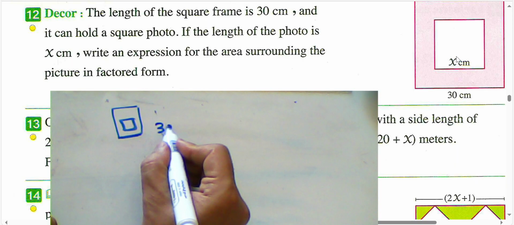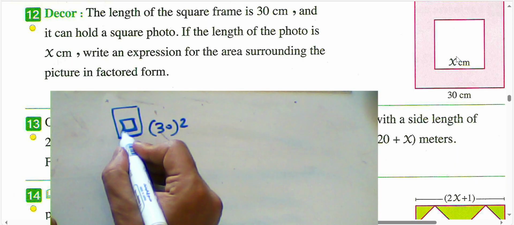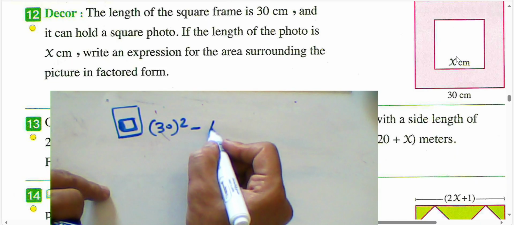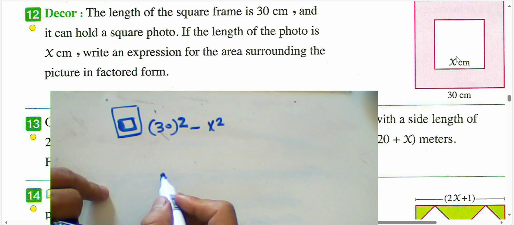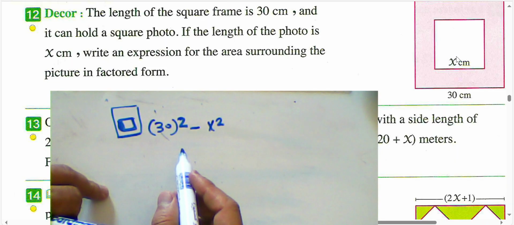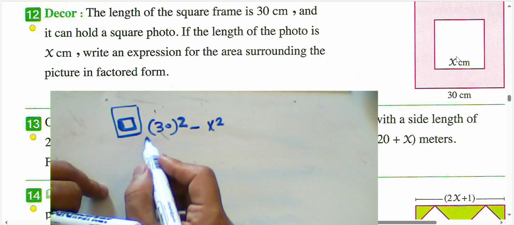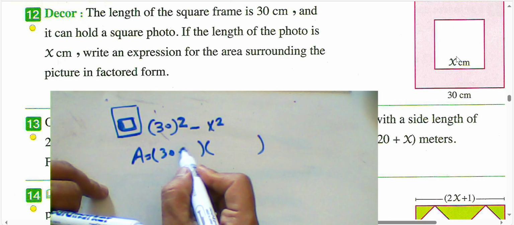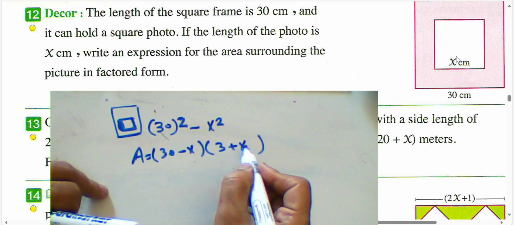Outside square is 30 power 2, subtract the area of the small square, side times side, x power 2. So 30 power 2 subtract x power 2. Okay, understood? Then we can factorize it: 30 minus x product by 30 plus x.